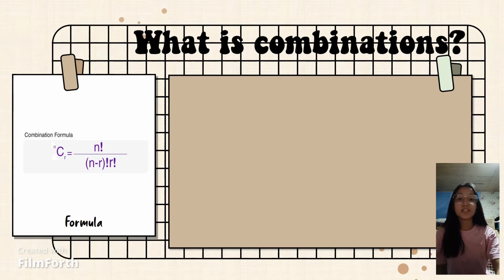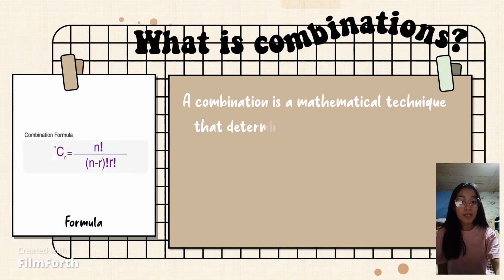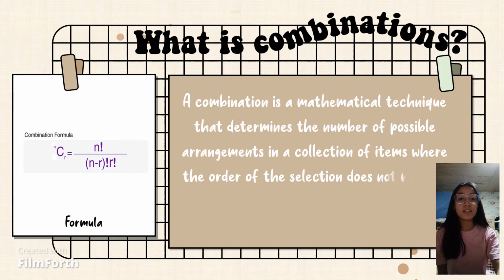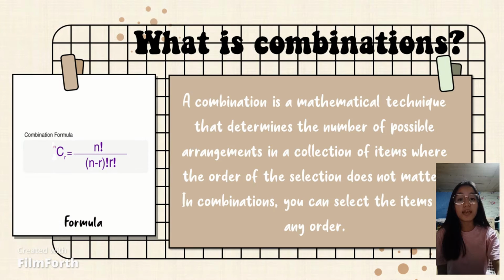What is combination? A combination is a mathematical technique that determines the number of possible arrangements in a collection of items where the order of the selection does not matter. In combination, you can select the items in any order. Combination formula: n choose r equals n factorial over (n minus r) factorial times r factorial.